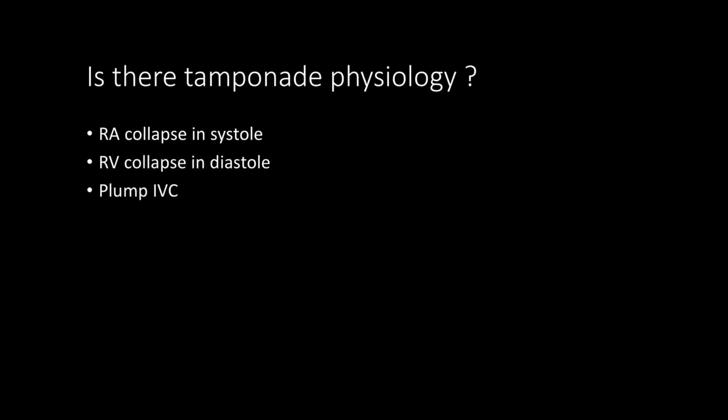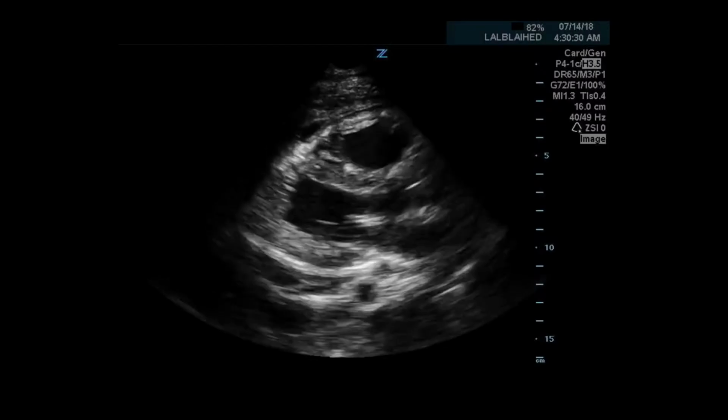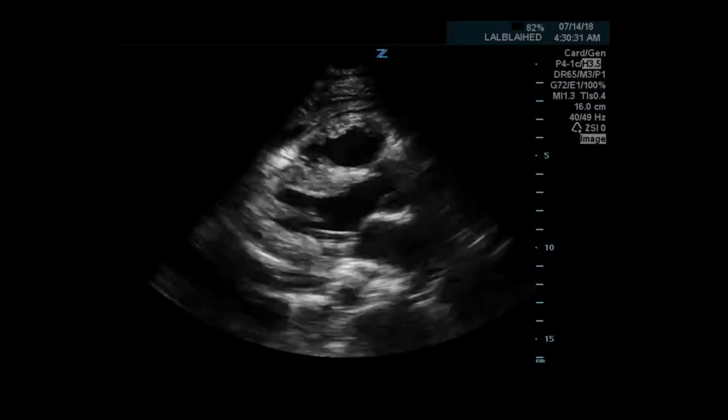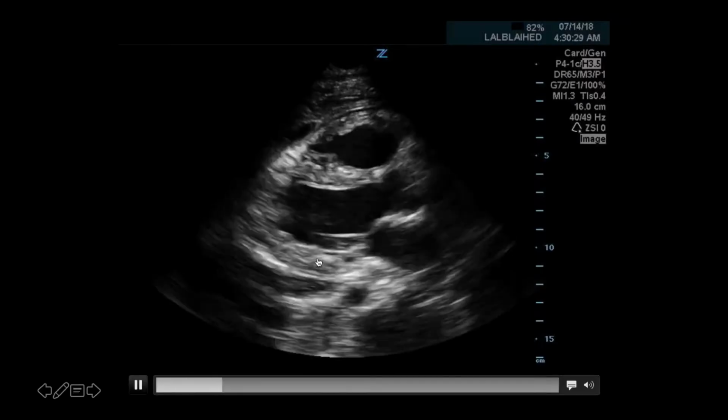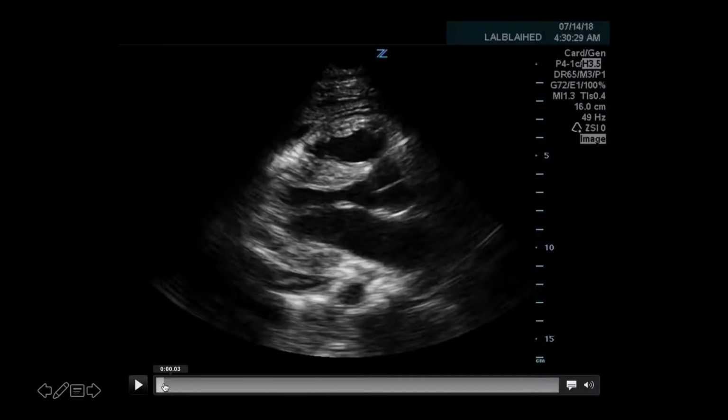So let's see some examples of tamponade. Here we see a heart in the parasternal long view. We've determined that this is pericardial fluid. I'm going to try to slow it down for you so we can take a look and see what I'm looking at right now.